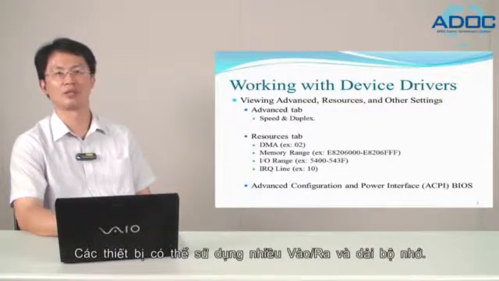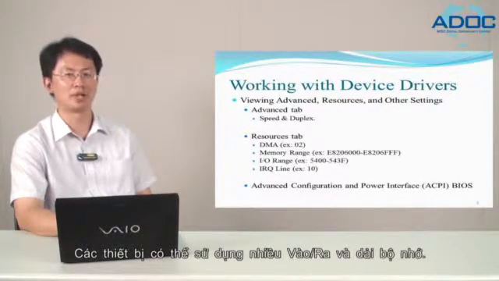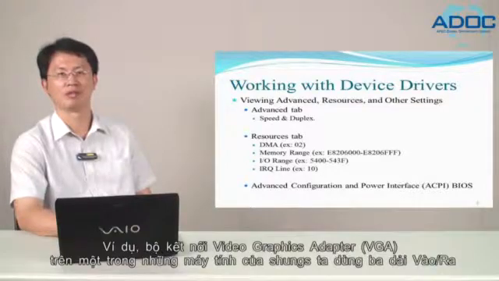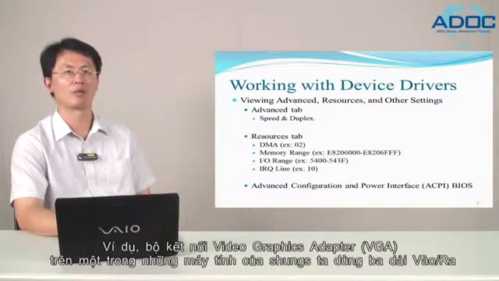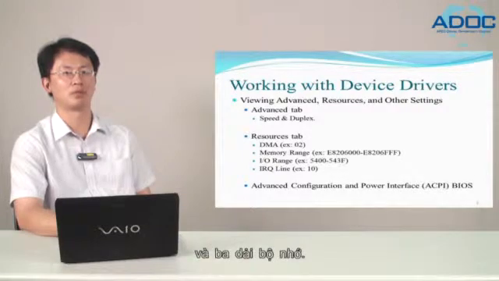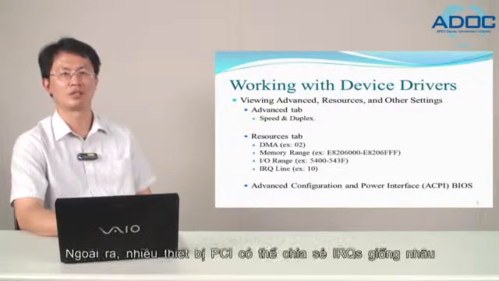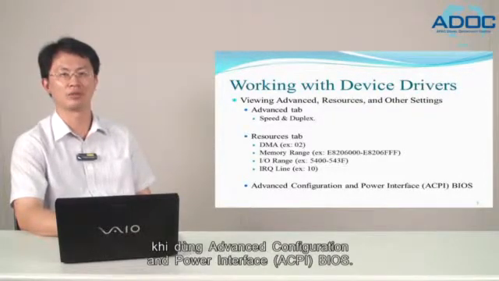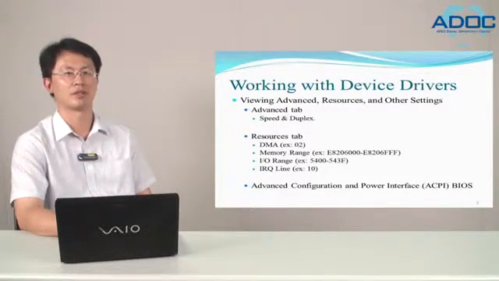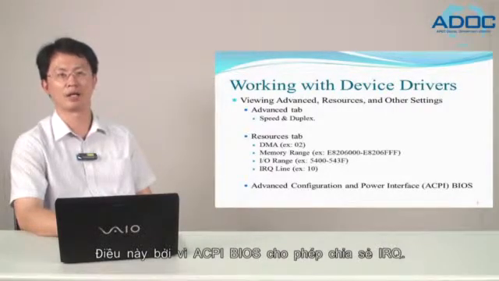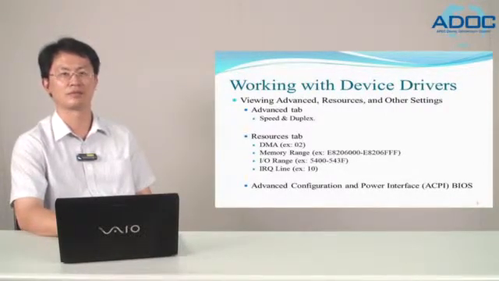Devices can use multiple I/O and memory ranges. For example, the video graphics adapter, VGA, on one of our computers uses 3 I/O ranges and 3 memory ranges. Additionally, multiple PCI devices can share the same IRQs when using the Advanced Configuration and Power Interface, ACPI, BIOS. This is because the ACPI BIOS allows IRQ sharing.